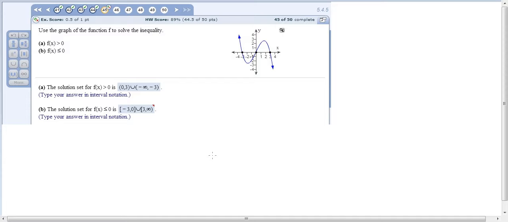The first part of this question says, when is the function greater than 0? And looks like that answer was correct, but let me just explain it to anyone else who may be watching the video. Notice that when we say greater than 0, we're talking about when is this function up here. And it's up here on this little piece of it, and then on this little piece of it.